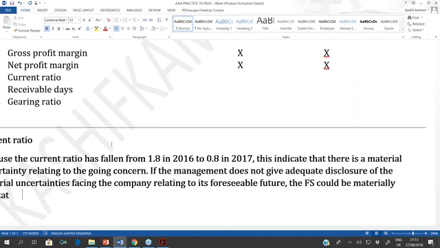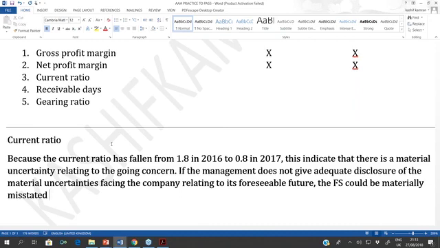So that is where I'm taking my further 2 marks. The ratio gave me 1 mark, but I converted the current ratio into a material uncertainty relating to going concern. Because if the current ratio falls below 1, that is a very major liquidity problem. Your ability to pay has been tested.